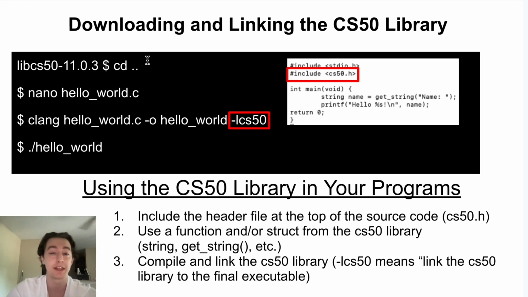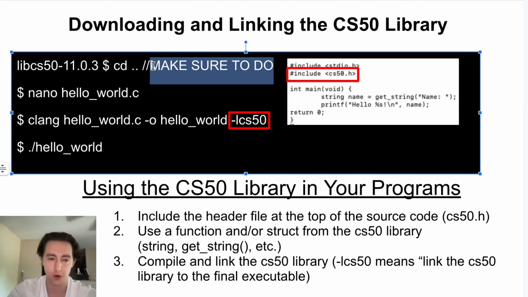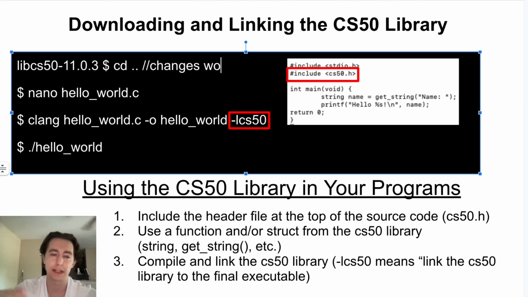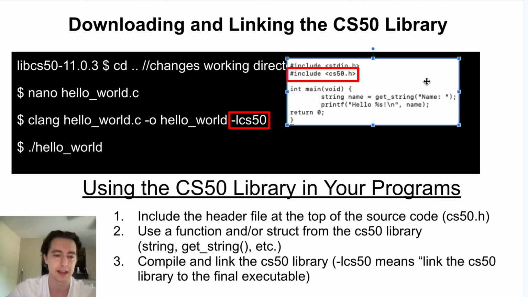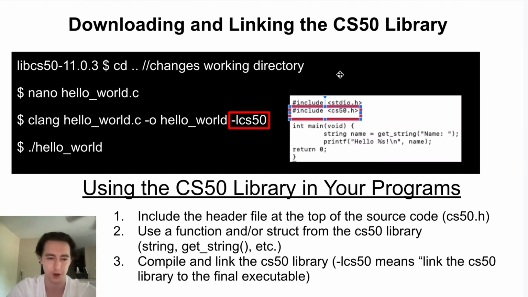To make sure that the library is included, you've probably seen this many times, you have to include the CS50 header file in that C code. And then once we have made our source code, we can go ahead and use Clang or GCC. It depends on your system and what you're using. Clang is supposed to be preferred, especially if you're on Mac or Linux, but you could also use the GCC compiler.